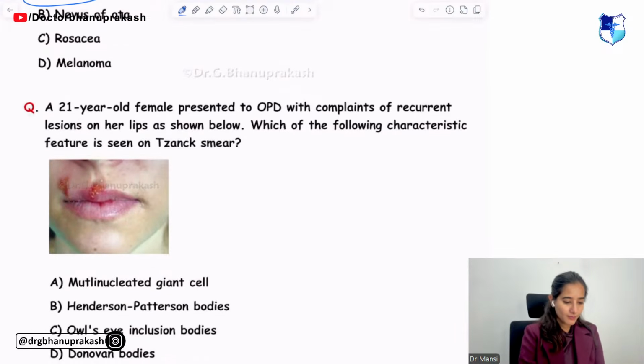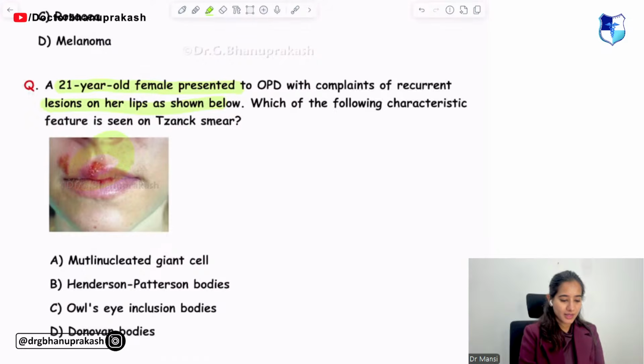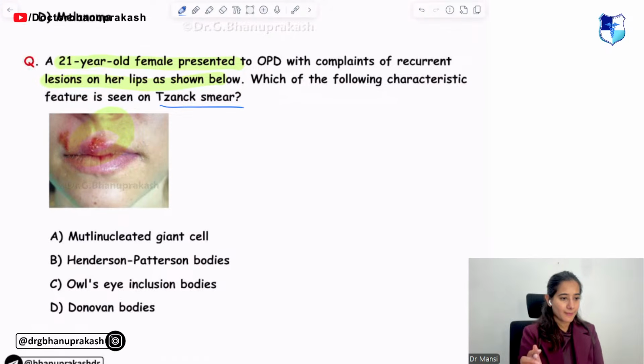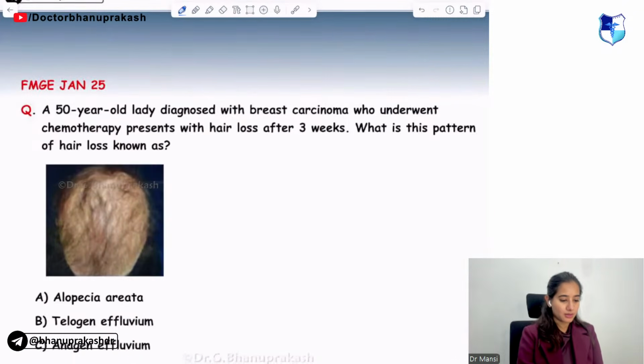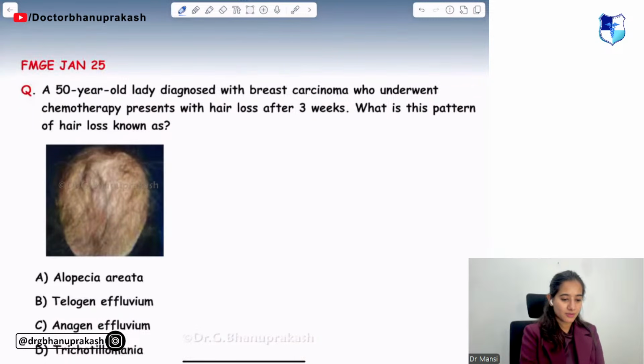Then we have a 21-year-old female presented to the OPD with complaints of recurrent lesions on her lips like this. Which of the following characteristic features is seen on the Tzanck smear? Future doctor says HSV-1, cold sores. Okay, but what is the feature? It's multinucleated giant cells.